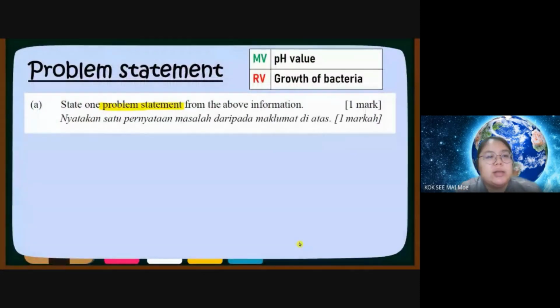Okay, so the first one, they say state one problem statement, from the above information. So the problem statement is what? Now the problem is they want you to find out the different values of the pH. Then after that, I need to find out how about the growth of the bacteria. So this one is the problem statement.